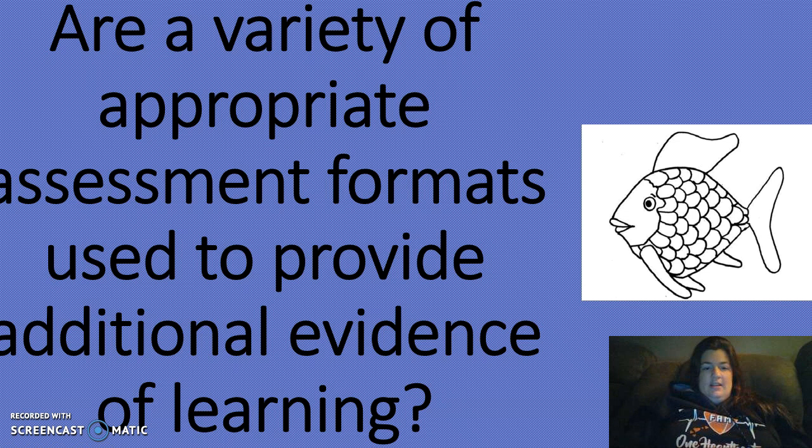Are a variety of appropriate assessment formats used to provide additional evidence of learning? I believe so. With the assessments, we went with their levels. So again, with the worksheet and even with the fish that we made at the end, with the worksheet, we set it up to have different levels. There are students in my class that have special needs. They need a little bit more help. They might need some one-on-one help. But they might be the ones that are drawing the picture.